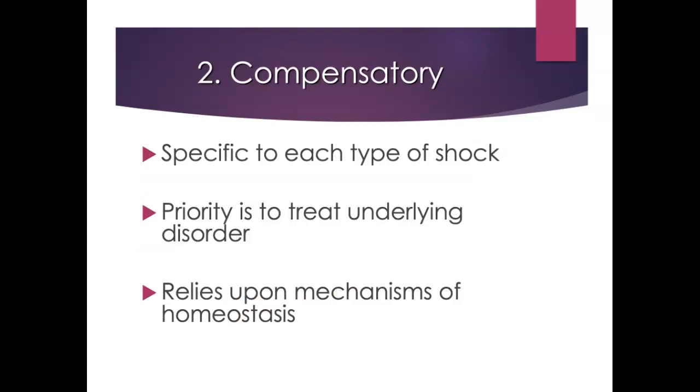So moving on to the compensatory stage, it's specific to each type of shock, and the priority is to treat the underlying disorder, and it relies upon the mechanisms of homeostasis. So what's happening in the compensatory stage is the body activates as many of the compensatory systems as possible to try and protect the body from the consequences of anaerobic metabolism, to try and maintain the blood pressure and volume within the normal limits. And the goal is to maintain homeostasis.